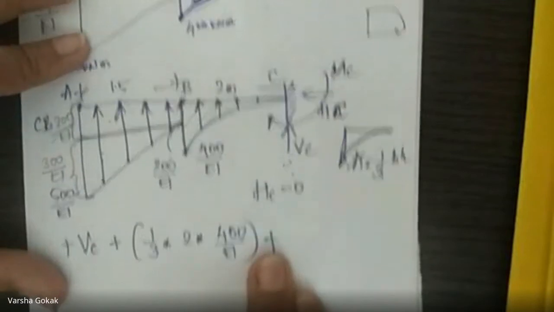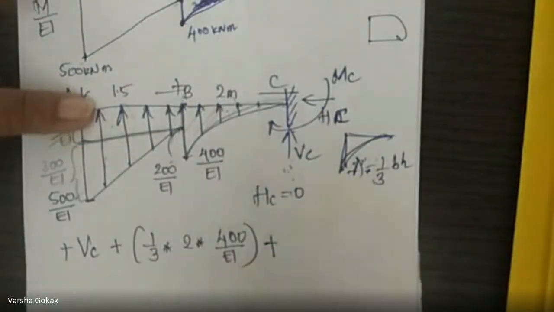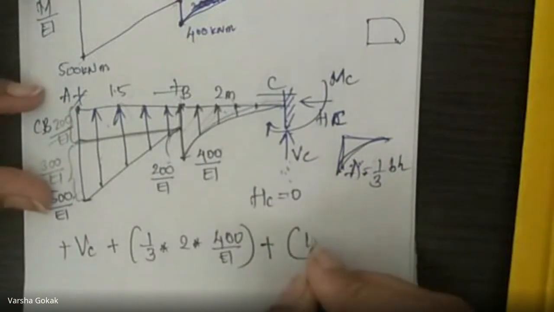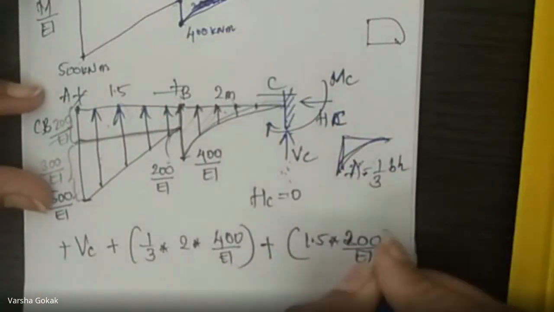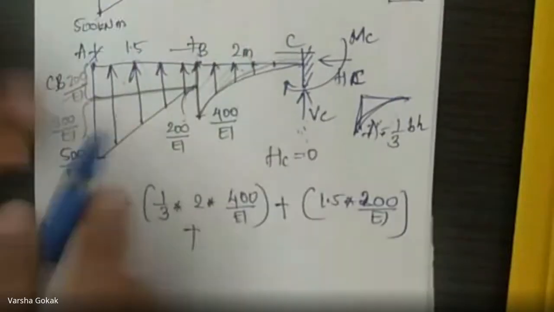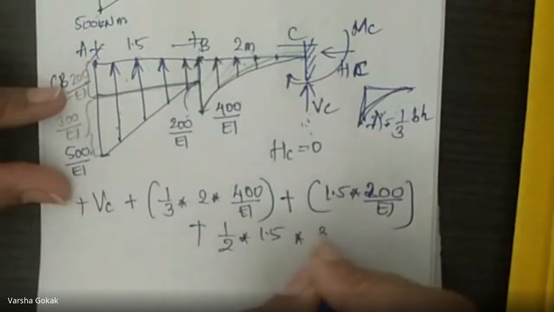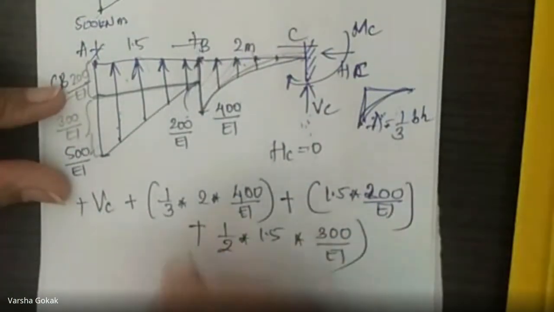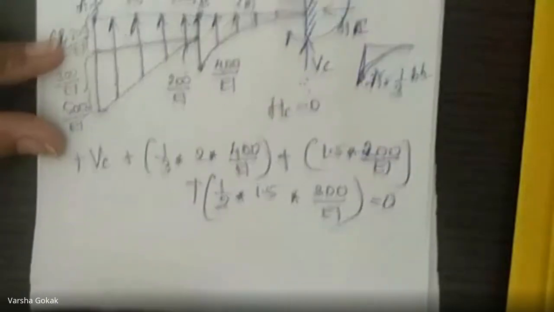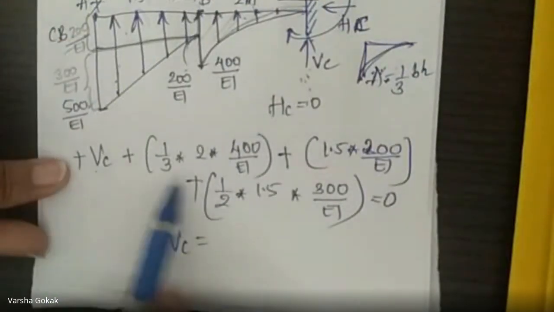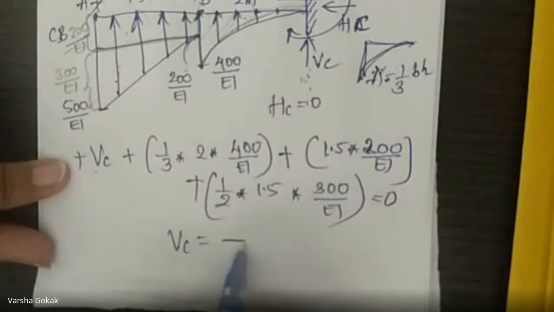Then plus. Let us take the area of the triangle. Area of the triangle is 1.5 into 200, so 1.5 into 200 by EI. Okay. Then plus the area of this triangle. Half, base is how much? 1.5. Height is 300 by EI. Anything else? Equal to 0. So from here I get the value of VC. This is plus, all these are plus, that is why the VC value comes out negative.